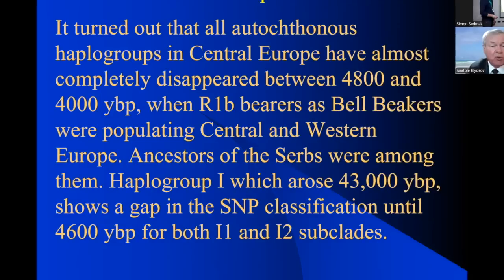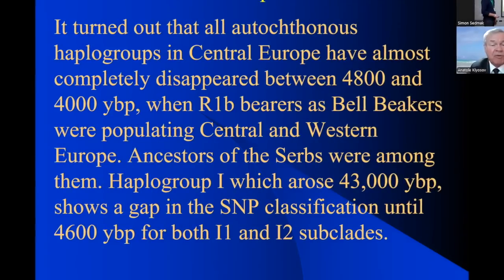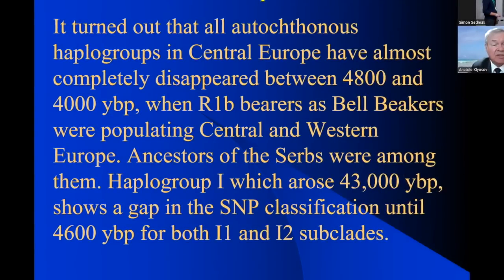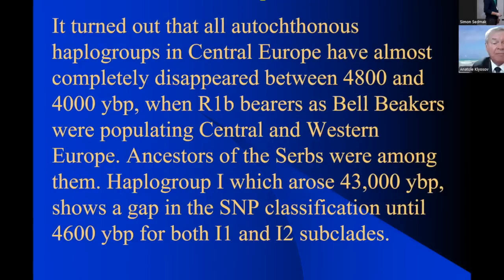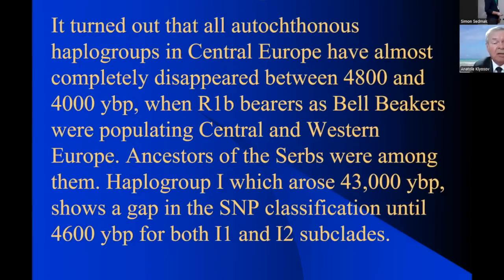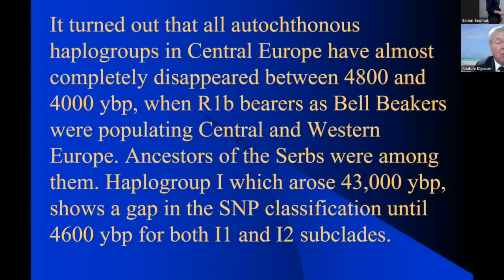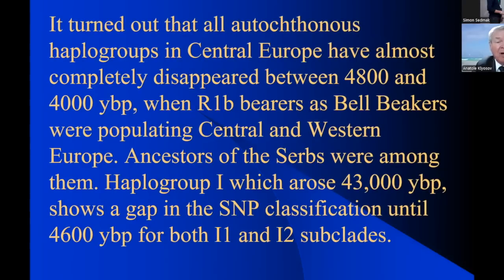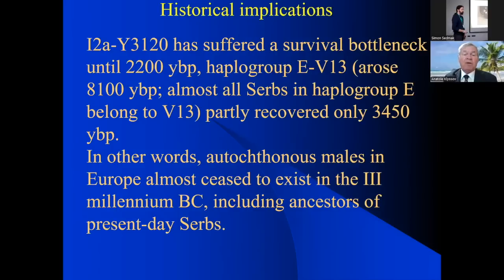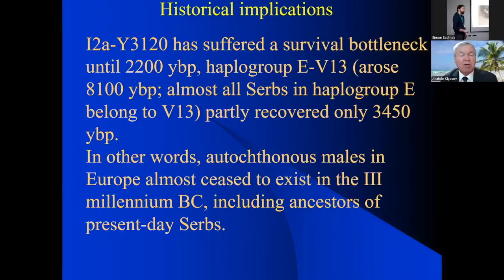in about 2,200 years, there is a gap, and there are not even those SNPs in the classification. There is a huge gap for both I1 and I2 subclades. So not only I1 and I2, I'll show you virtually every haplogroup in Europe disappeared. Only R1b left. And now, because only R1b left, about 60% of all European males belong to the R1b group.